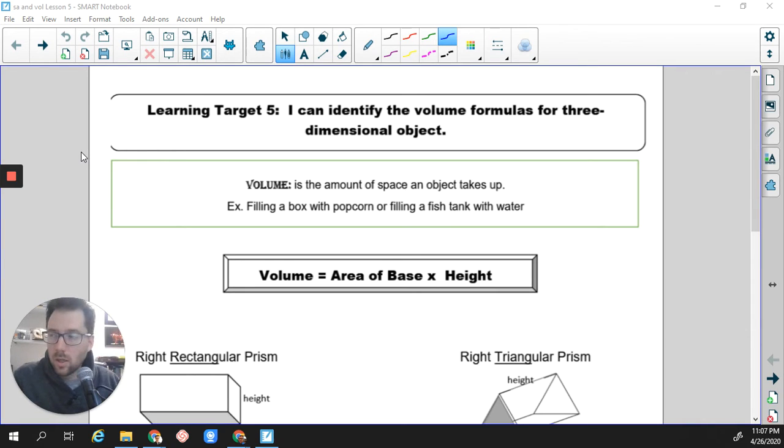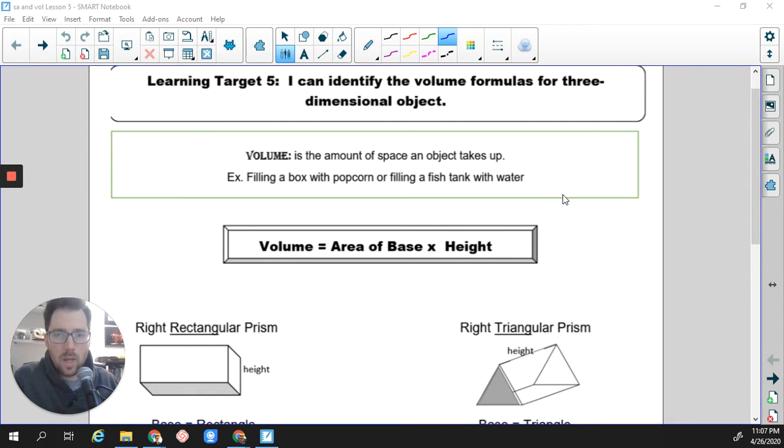We are moving on from surface area to take a look at volume. So just quickly, let's take a quick skim through what volume is going to look at. We're looking for the volume of three-dimensional objects. So we're looking for the amount of space an object takes up.